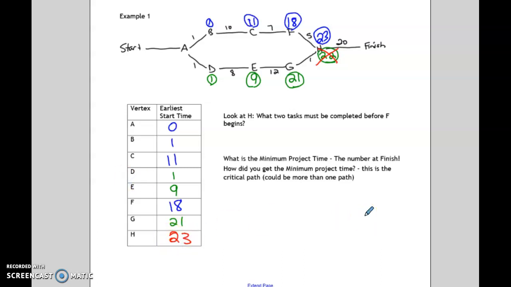Okay, so notice H. What 2 tasks must be completed before H begins? Before we can ever eat, we had to first brown the hamburger, or we'll just go with the last step there. We had to do F and G. So F was add the sauce. And then G was drain the noodles.